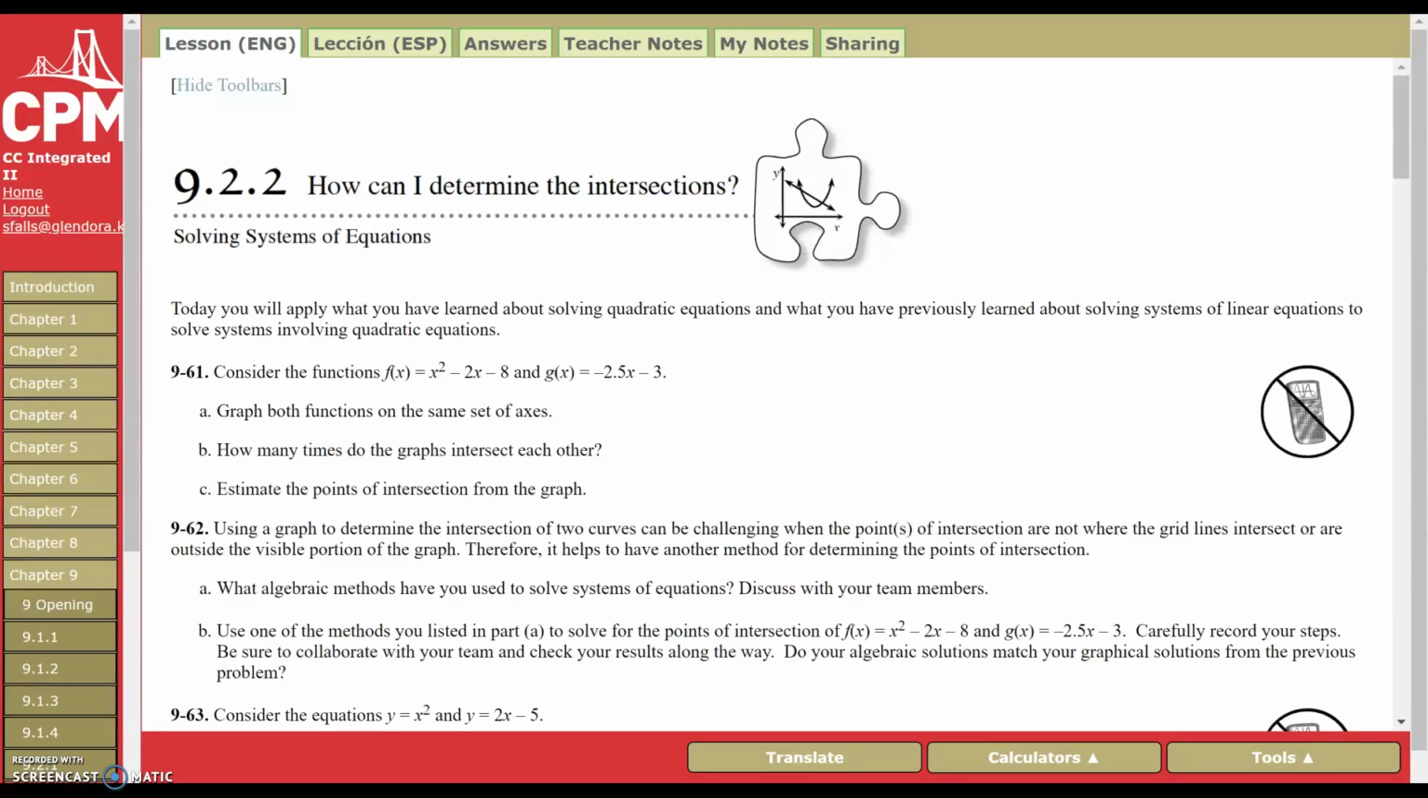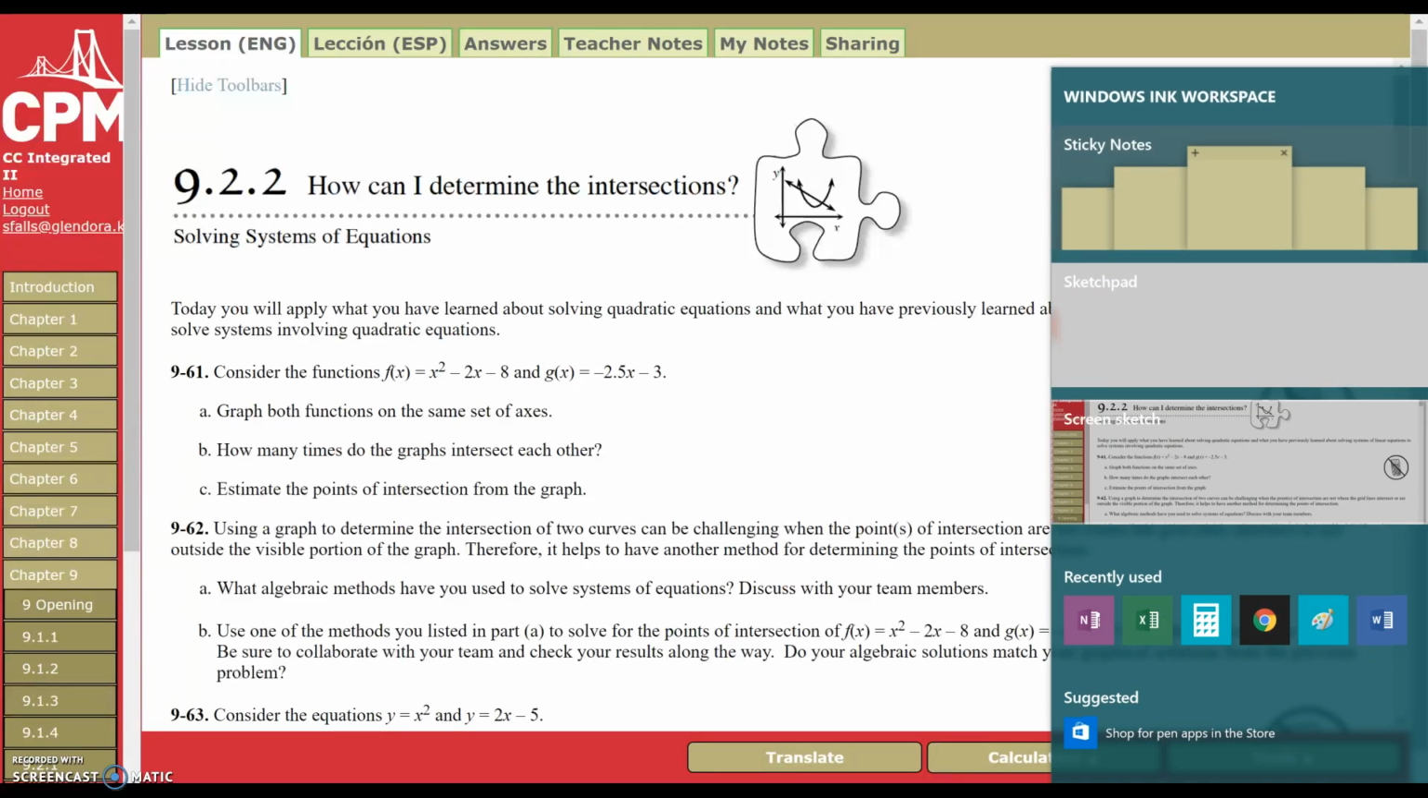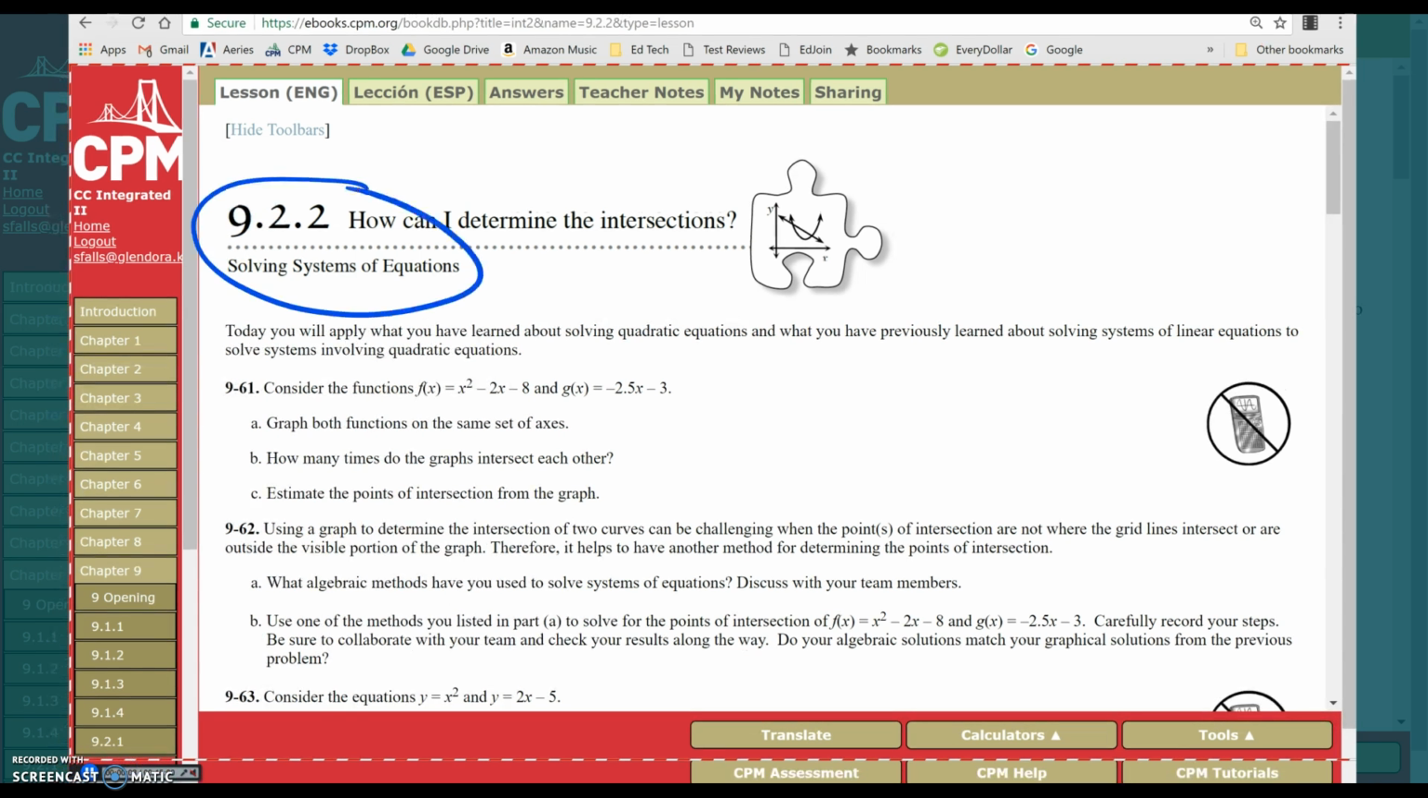Okay, make sure you write down the title of your notes right there. Get that started, pause the video. We're going to start with 61A. So copy down both of these equations. It does say to graph both of these equations on the same set of axes.